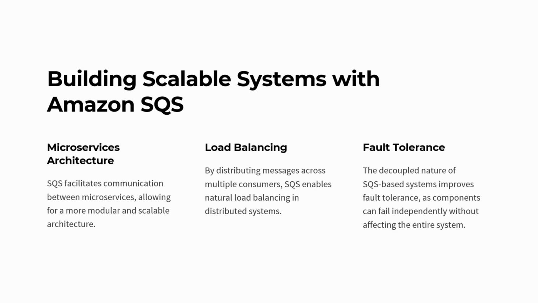Building scalable systems with Amazon SQS. First one is microservices architecture. SQS facilitates communication between microservices, allowing for a more modular and scalable architecture. Next one is load balancing. By distributing messages across multiple consumers, SQS enables natural load balancing in distributed systems.